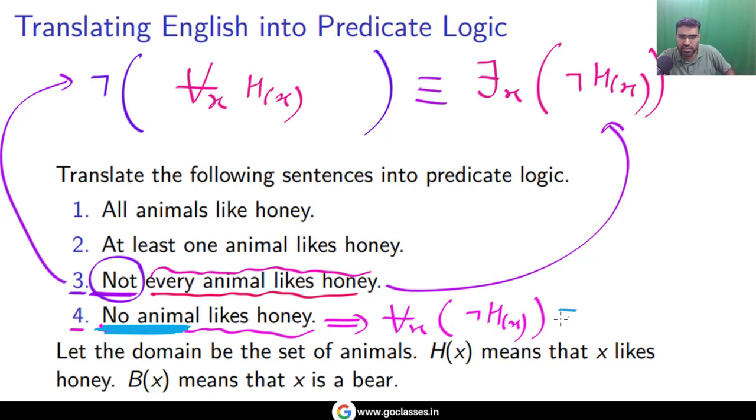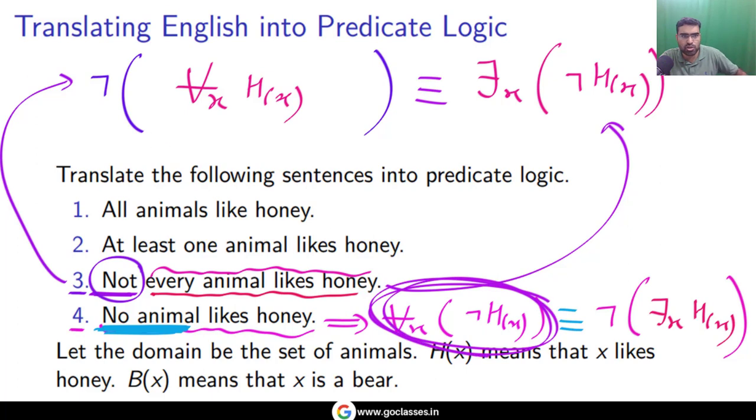What is another way of writing this? See, no animal likes honey. That means there does not exist any animal which likes honey. So I can say it is not the case that at least one animal likes honey. This is another way of writing the fourth statement. So this fourth statement, you can write like this, which is correct, and you can write like this, which is also correct. This expression is equivalent to this expression. So both are correct answers for the fourth statement. So this is your question.